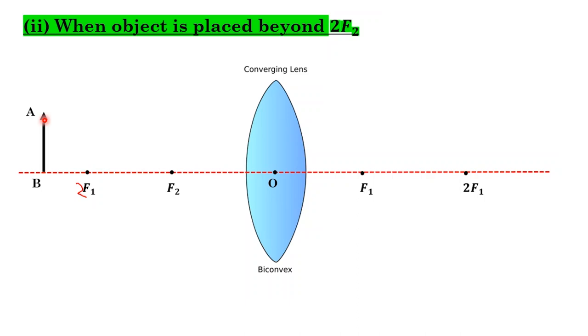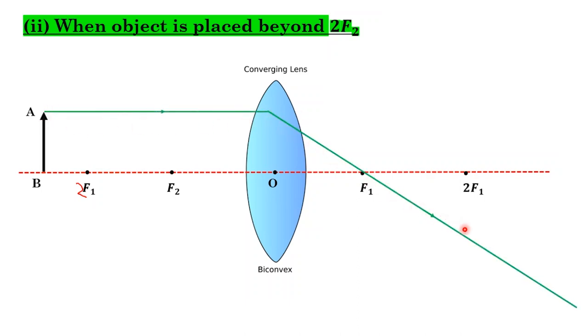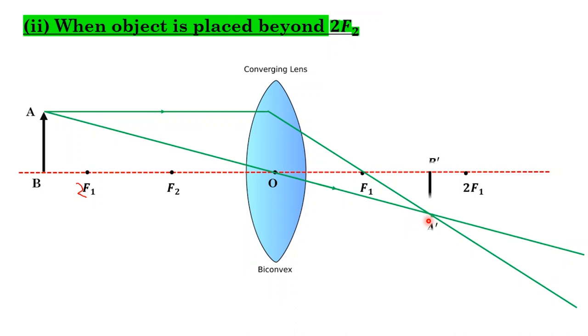Two rays. The first ray goes parallel to the principal axis, and after refraction we know that it passes through the focus. The second ray passes through the optical center. Where are they meeting? At this point. So our image will be formed at this point. This point is the image of point A. We mention this point as A prime, and its perpendicular distance will be B prime. So this is the image.